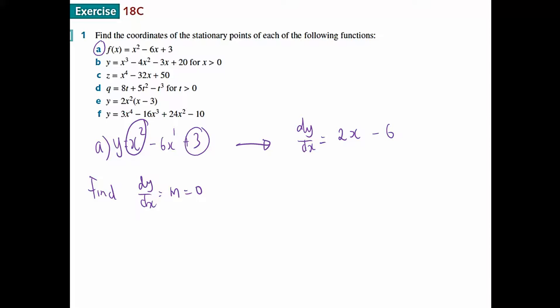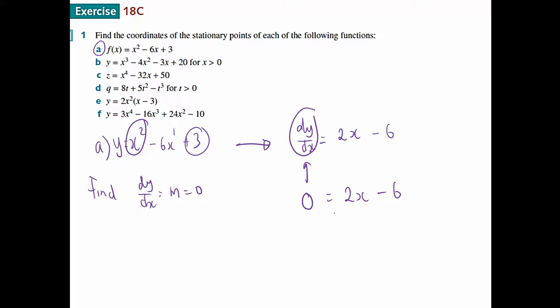Now, I found the derivative, but what am I trying to find? I'm trying to find stationary points. What do we know about stationary points again? Good, dy dx equals 0. So that means this is equal to 0. So you got the derivative, 2x minus 6. What you're doing here is you're saying the gradient equals 0. Let's find where on the x-axis that you have a gradient of 0. Let's solve for this. What would x equal to?